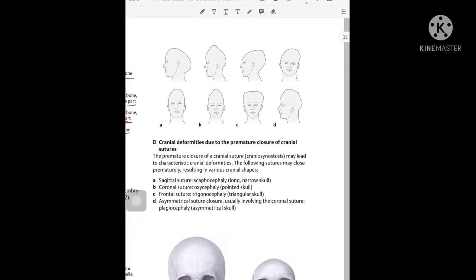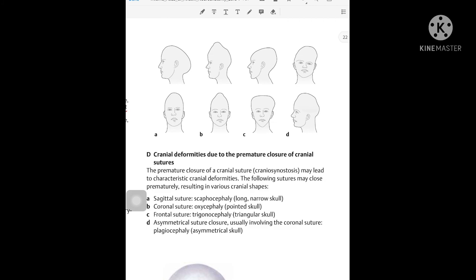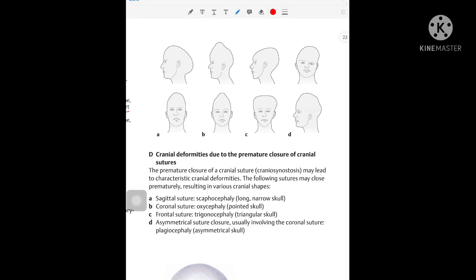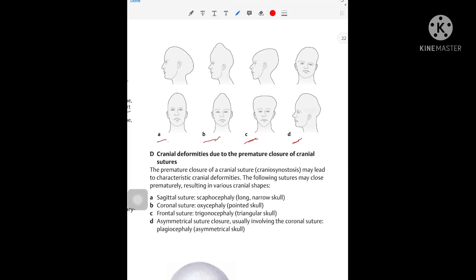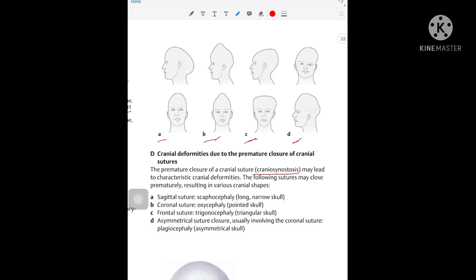See in this diagram, parts A, B, C and D. A is the sagittal suture, B is the coronal suture, C is the frontal suture, and D is asymmetrical suture closure. All of these cause cranial deformities due to premature closure of the cranial sutures. So premature closure of cranial sutures, craniosynostosis, may lead to characteristic cranial deformities.